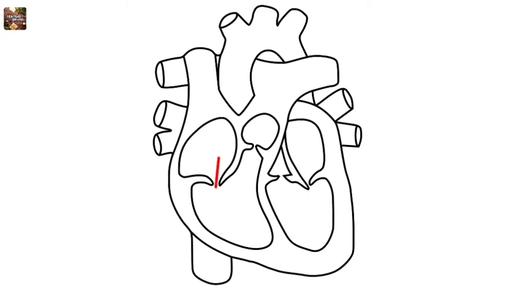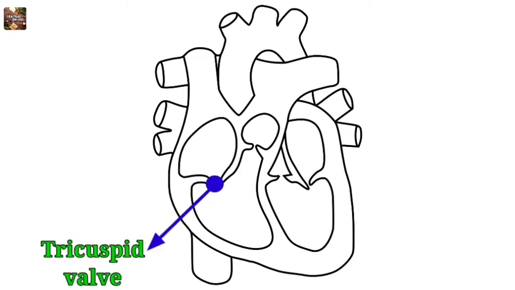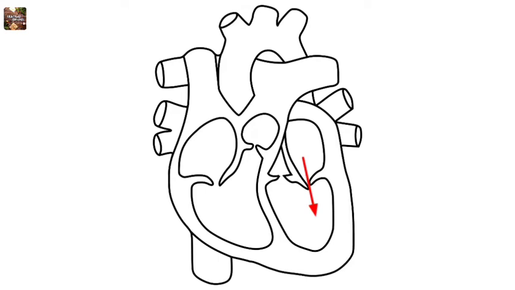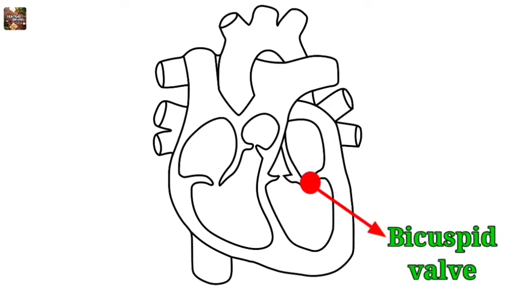The valve present between the right atrium and right ventricle is called the tricuspid valve, and another valve, present between the left atrium and left ventricle, is called the bicuspid valve.